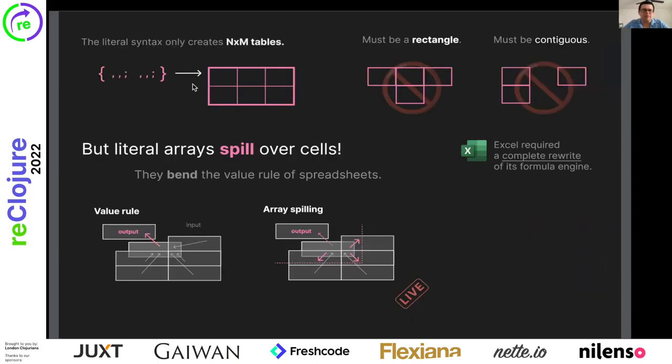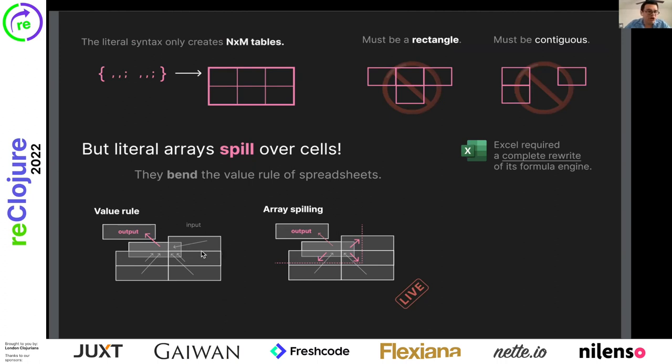And just to talk a little bit about the constraints: with this literal syntax, you can only create tables. So you cannot have this thing, because this is empty here. Okay, so this is not a valid rectangle. You can also not have this, because then they're not touching each other. So it's not contiguous, okay?